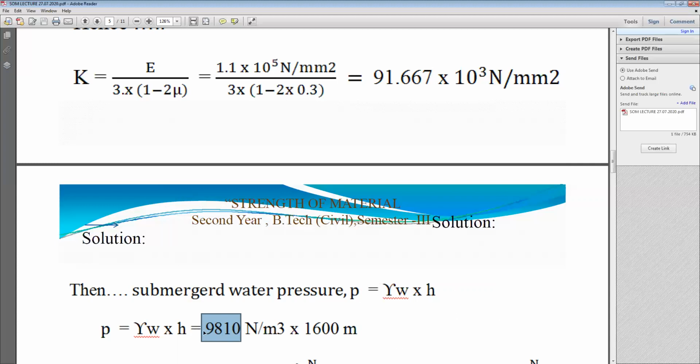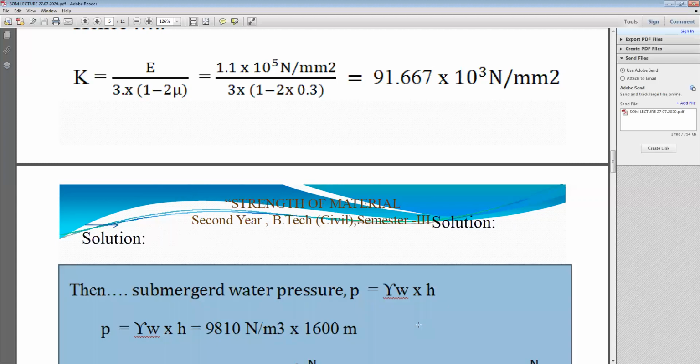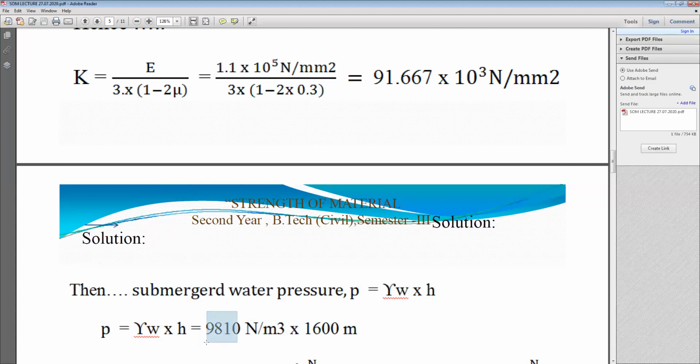Or you can take gamma W is equal to 10 kilonewton per meter cube. Please write it down in your notebook. In the strength of water, you need not consider the fluid mechanics value, but in fluid mechanics you have to take the corrected value. 9810 Newton per meter cube is the correct value of gamma W. But in the strength of water you can directly take gamma W is equal to 10 kilonewton per meter cube, that is, 10 into 10 raised to 3, which means 10,000 Newton per meter cube.